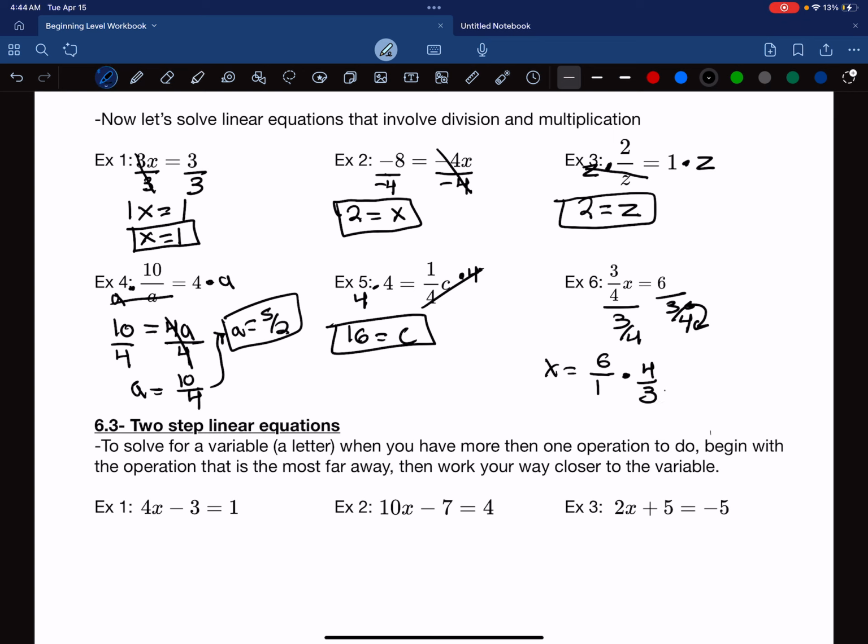And then here, we can cross-reduce because we can divide both 3 and 6 by 3. So 6 divided by 3 is 2, and 3 divided by 3 is 1. So you get 2 times 4, which is 8, and 1 times 1, which is 1. So you get 8 divided by 1, which is 8. So x equals 8.